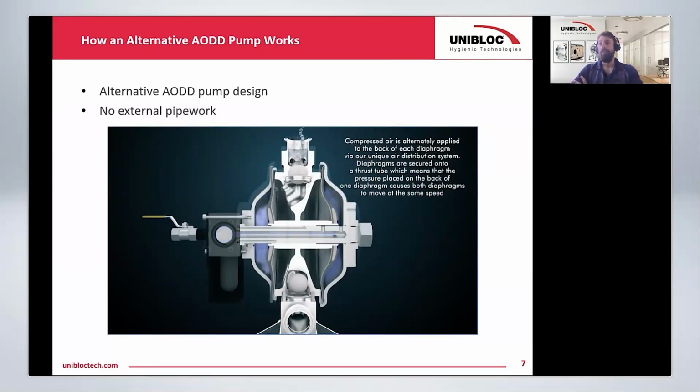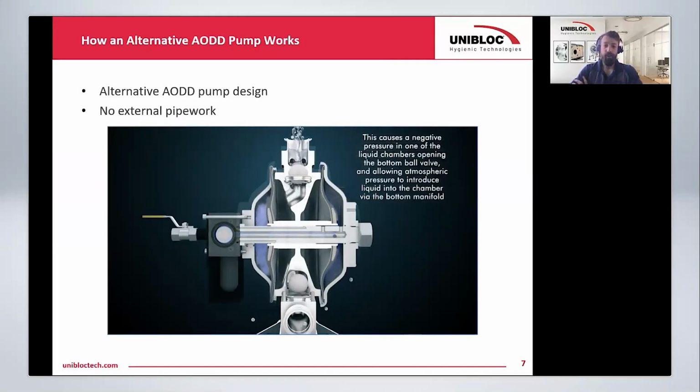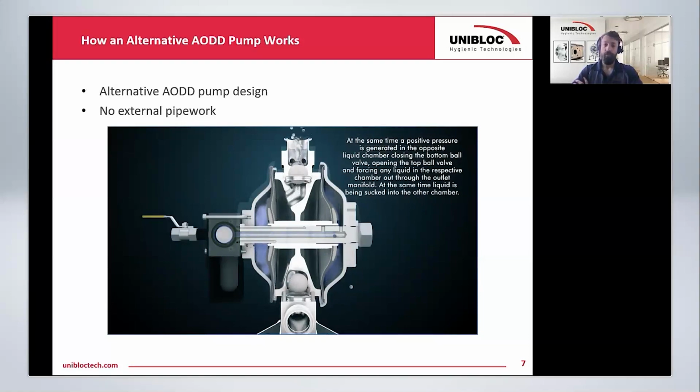One thing to note is it doesn't necessarily have an inlet manifold. It just has an inlet where the product goes straight into the pump. And so that is beneficial in reducing your suction length.